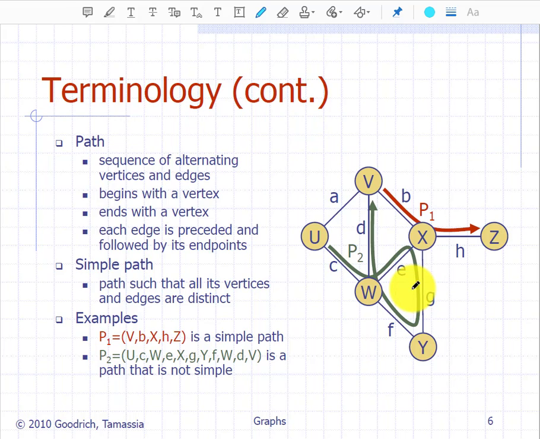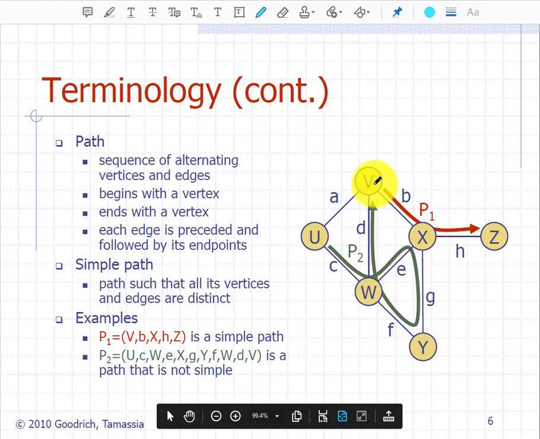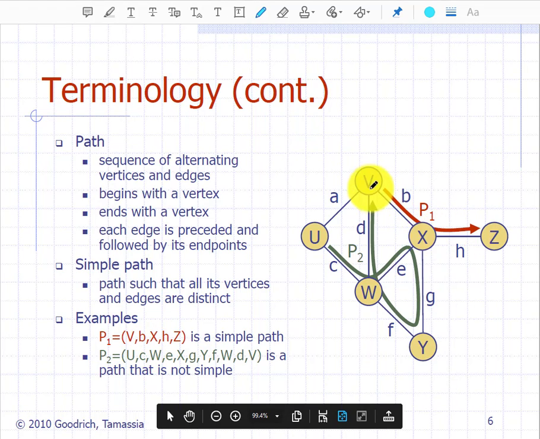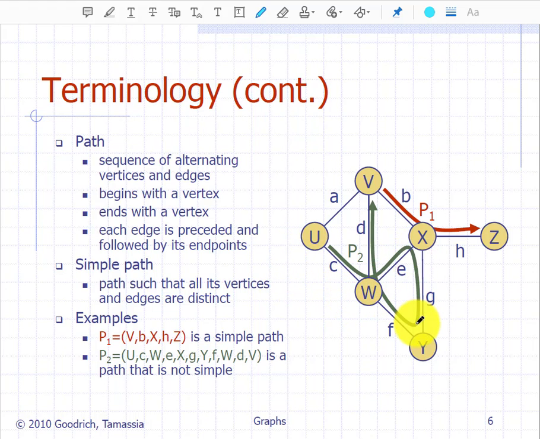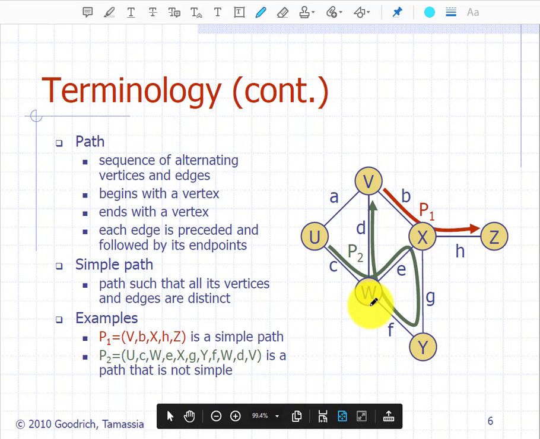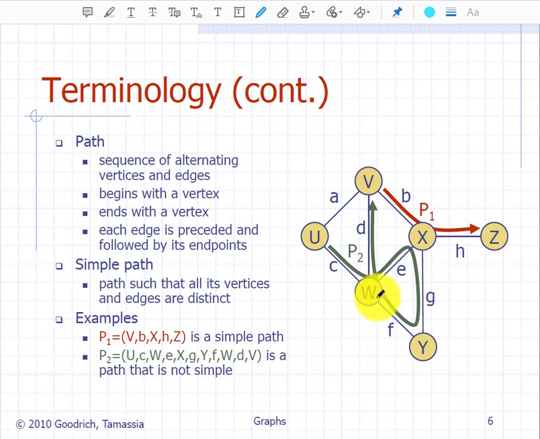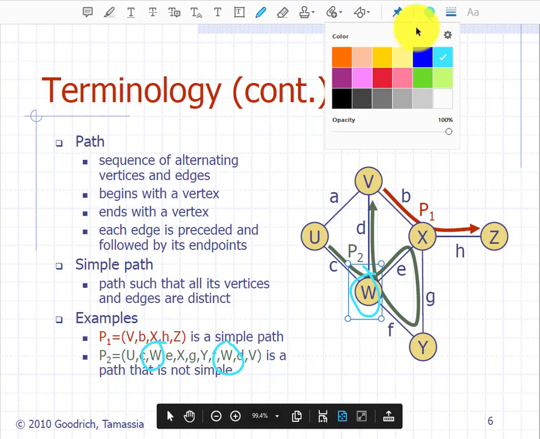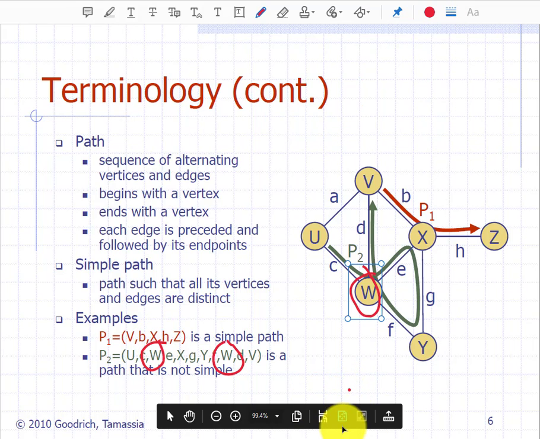Which brings us to the next set of definitions. We have simple paths and we have paths that are not simple. If you have non-repeating vertices and edges, we refer to that as a simple path, or else we refer to it as a path that's not simple. Have a look at P1. That's a path that is simple because we have V, B, X, H, Z, and none of it repeats. But now looking at P2, we have U, C, W, E, X, G, Y, F, W, which means W repeated. Then we have D, V. Because W appears here and it appears here, we know that this is a path that is not simple.